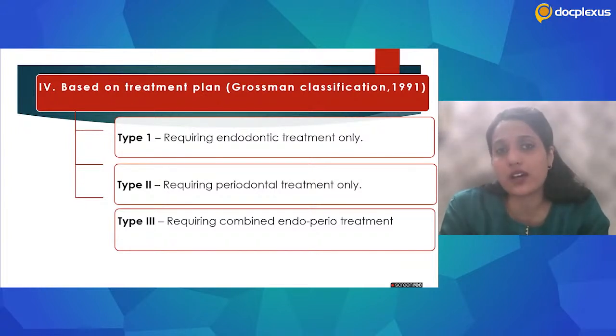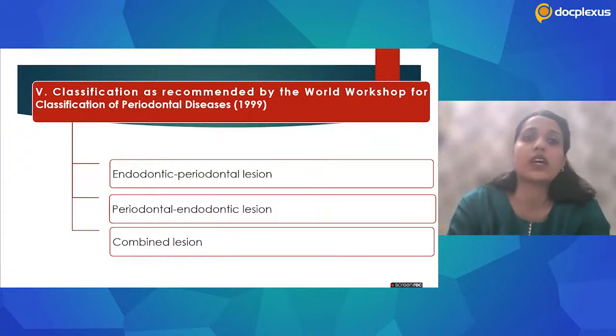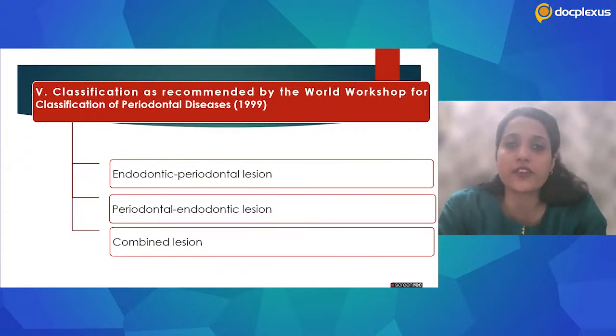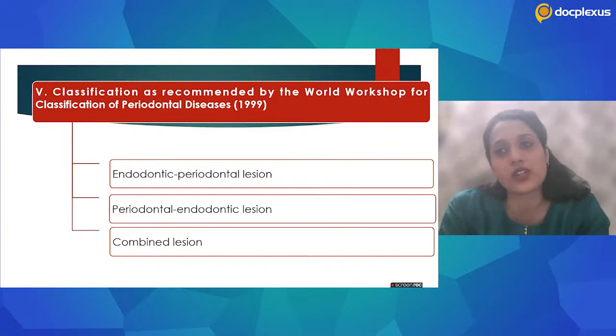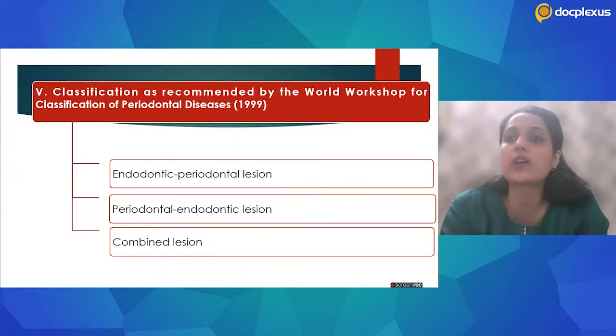Based on treatment plan, Grossman has classified and given us three classes: one requiring endo treatment only, second requiring periodontal treatment, and third definitely requiring both treatments. And the last one is the classification recommended by the World Workshop for Classification of Periodontal Disease in 1999: endoperio lesion, perioendo lesion, and combined lesion. If it is primary endo, then endodontic-periodontal. If it is primary perio, secondary endo, then periodontic-endodontic lesions. If they are concomitant lesions progressing separately, then it will be a combined lesion.